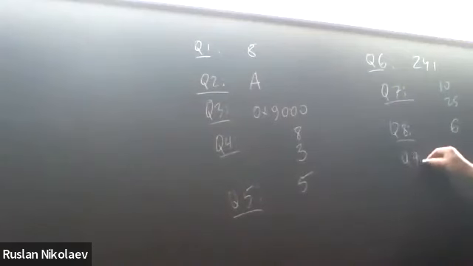Question 9. That should not be tricky, right? So question 9. 16, right? The only tricky part is how many stars we have. Yeah, so okay. Question 10.